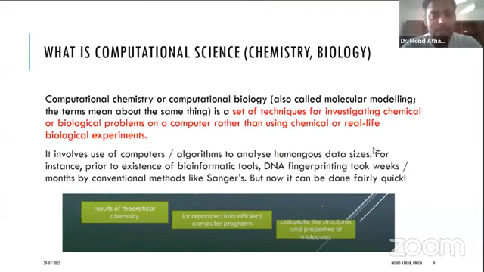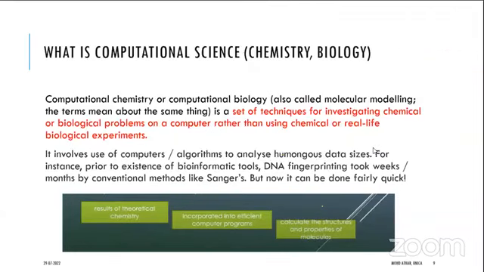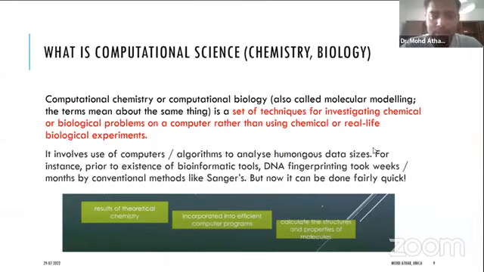So with computational science, I mean bioinformatics, computational chemistry, or computational biology, I'm merging all these together to give all the students a holistic overview. Computational chemistry or biology is a set of techniques for investigating chemical or biological problems on a computer rather than going into chemical or real-life experiments. You have the results of theoretical chemistry, you can incorporate those results into computer programs, and then you can compute the properties of your interest. So this is how the field is.